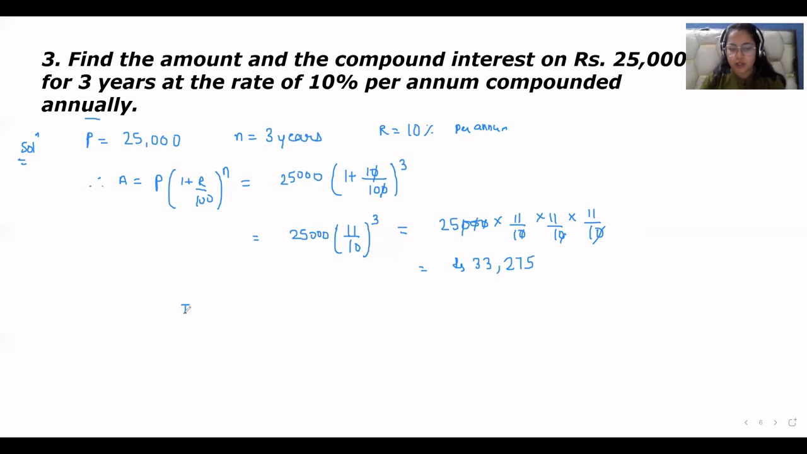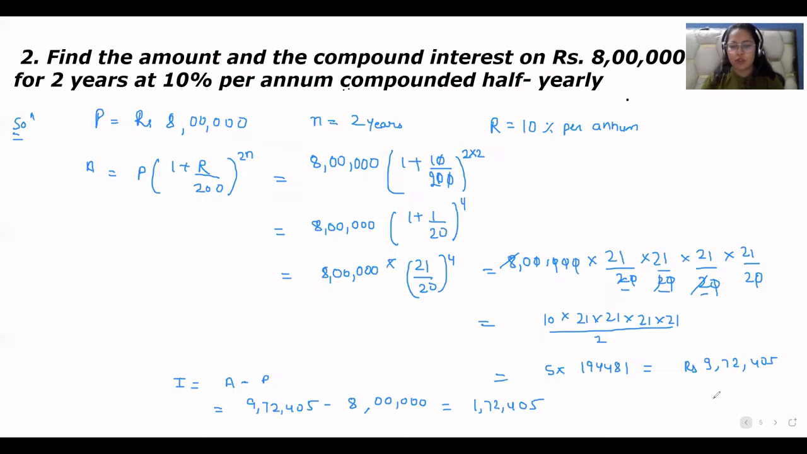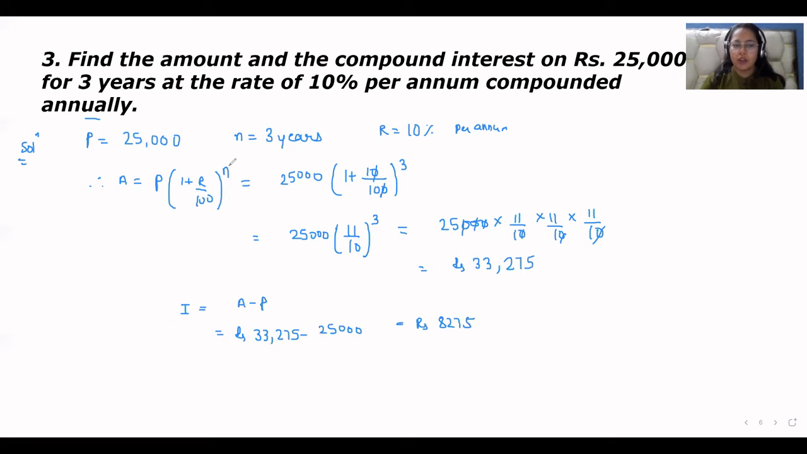And what is our interest? Our interest is amount minus principal, that is rupees 33,275 minus 25,000, which equals rupees 8,275. So what is the difference? If the interest is compounded half yearly, you have to solve it in a different way. And if it is compounded annually, you can directly apply it to the formula without changing the rate of interest and time.